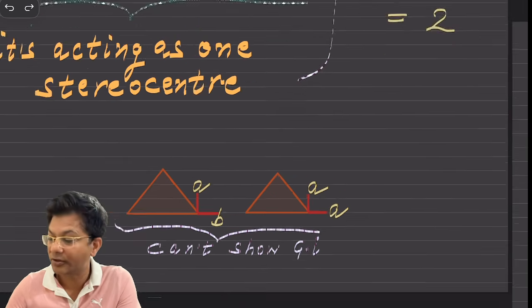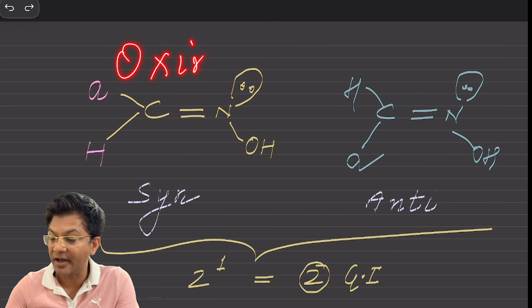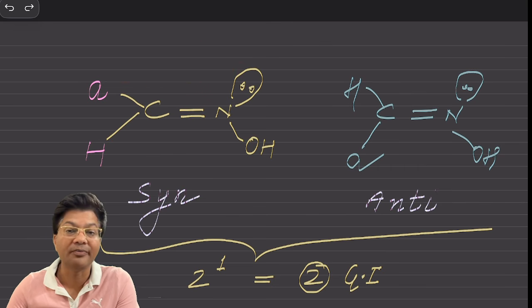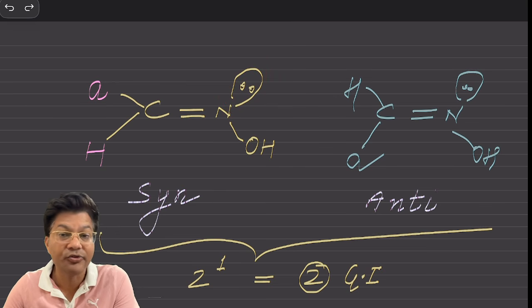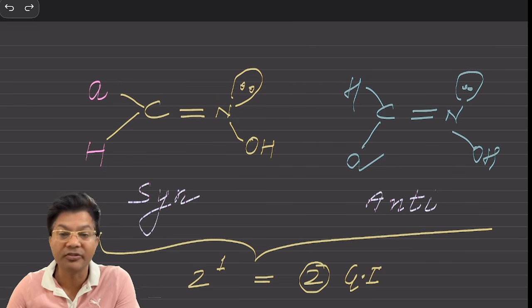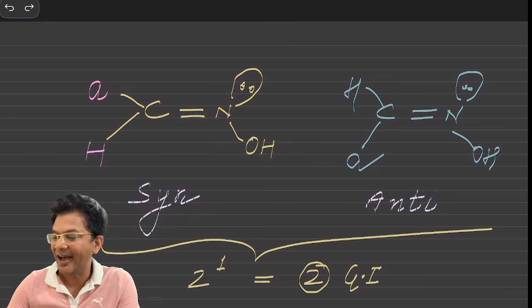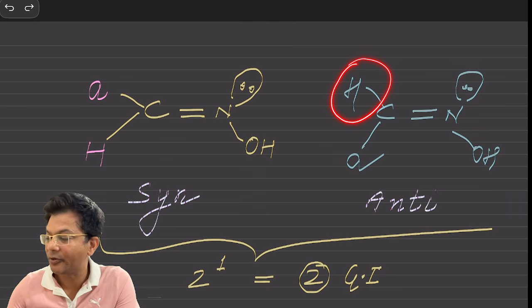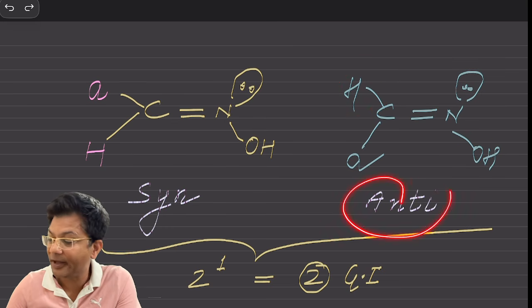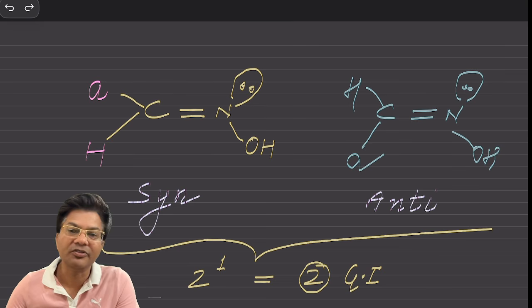Now let's move to the third page. Now this is our third page. You can see that it is oxime. Now in oxime, remember that this lone pair is also treated as one of the groups. If hydrogen and OH are on the same side, we will call it syn. And if they are opposite, hydrogen and OH, we will call them anti. So these are 2 GI, 2 raised to the power 1. One is syn, one is anti.